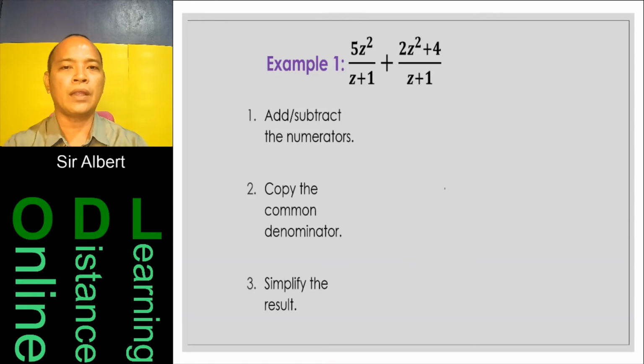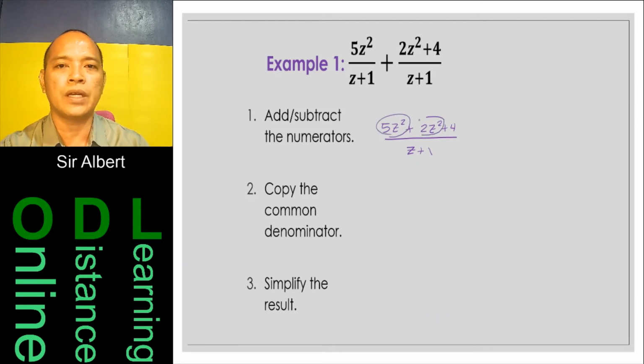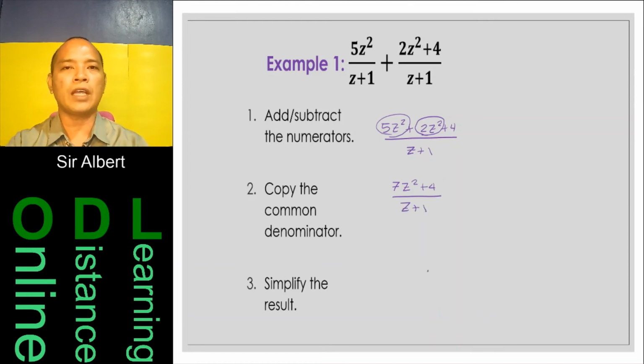So the way we're going to add this is to add the numerators, 5z squared plus 2z squared plus 4, all over, copy the common denominator of z plus 1. Now 5z squared and 2z squared are like terms, so we can combine them as 7z squared plus 4 all over z plus 1. Now this is already simplified because there is no factor common to both numerator and denominator which we can cancel.